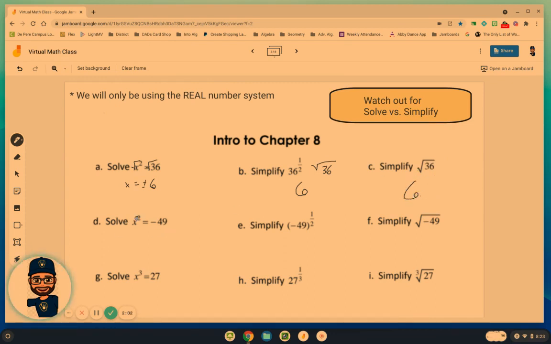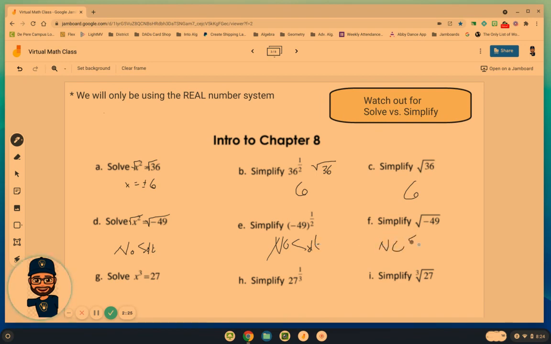All right, if we're trying to solve x squared equals negative 49, we take the square root of both sides. However, we're only dealing with real numbers, so this has no solutions, because the solutions would be imaginary. If we tried to simplify any one of those also where there's a negative underneath, we would also have no solutions.